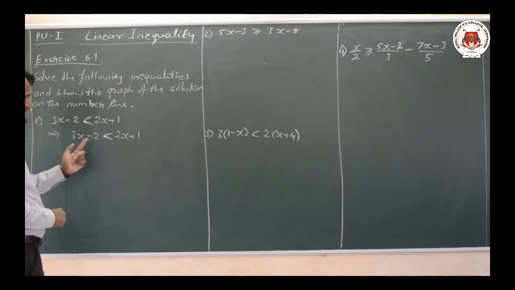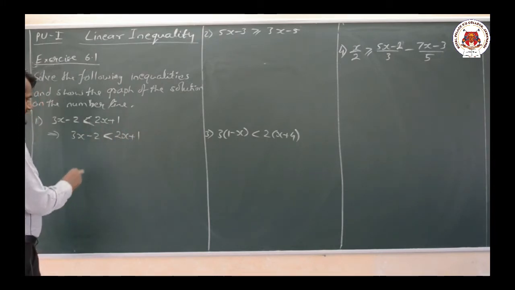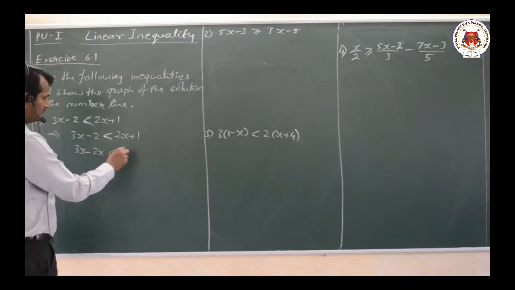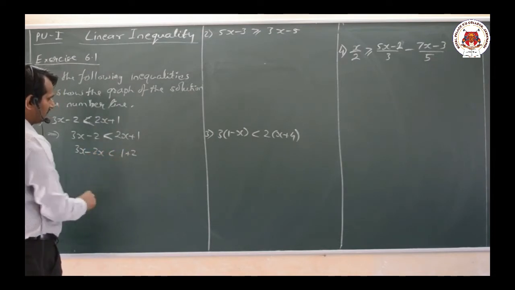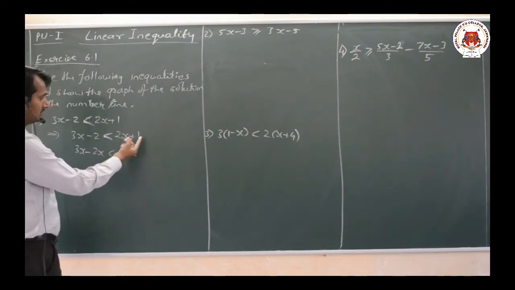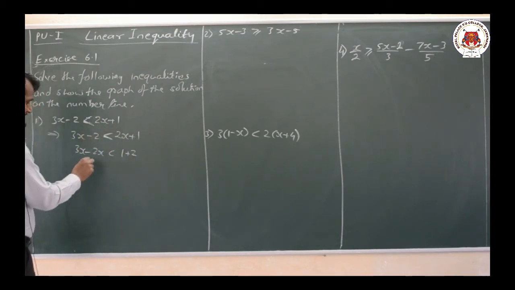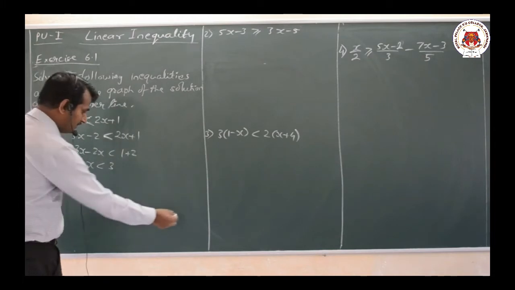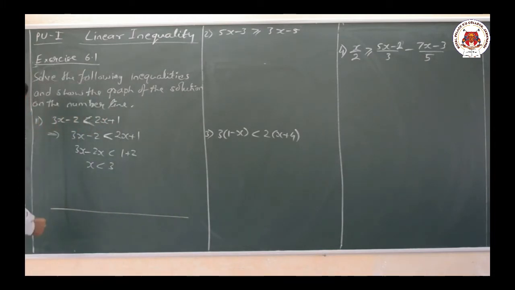Then afterwards shift the 2 here. That means what we get here is 3x minus 2x less than 1 plus 2. Minus 2 I am taking to the RHS, and 2x to the LHS. So what we get is x is less than 3. This is the solution. Now dear students, I will draw the number line here.